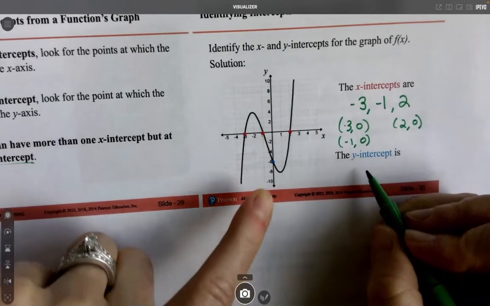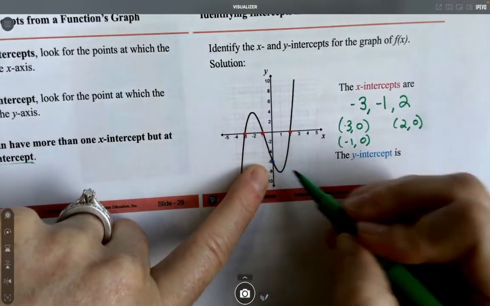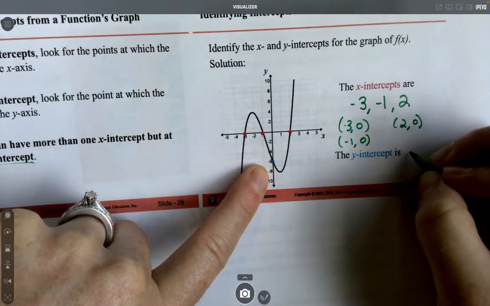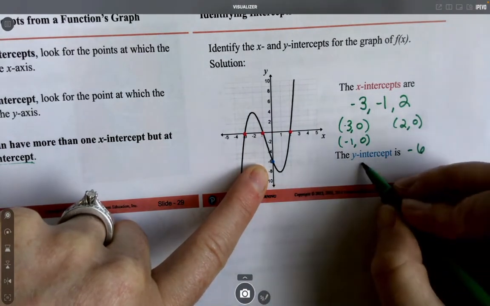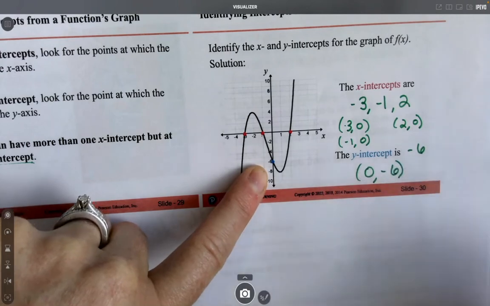The y-intercept is where it crosses the y-axis. It's right here. It is negative 6. That would be at 0, negative 6.